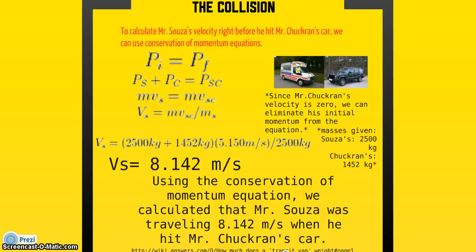And then we solved the equation for Mr. Souza's original velocity and got velocity equals the combined mass times the final velocity, which we found before, divided by Mr. Souza's mass, to get 8.142 meters per second as his initial velocity.